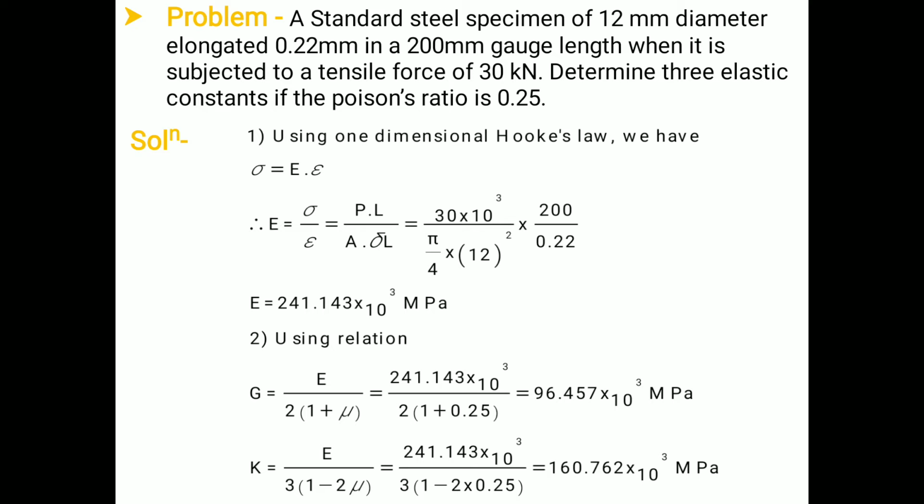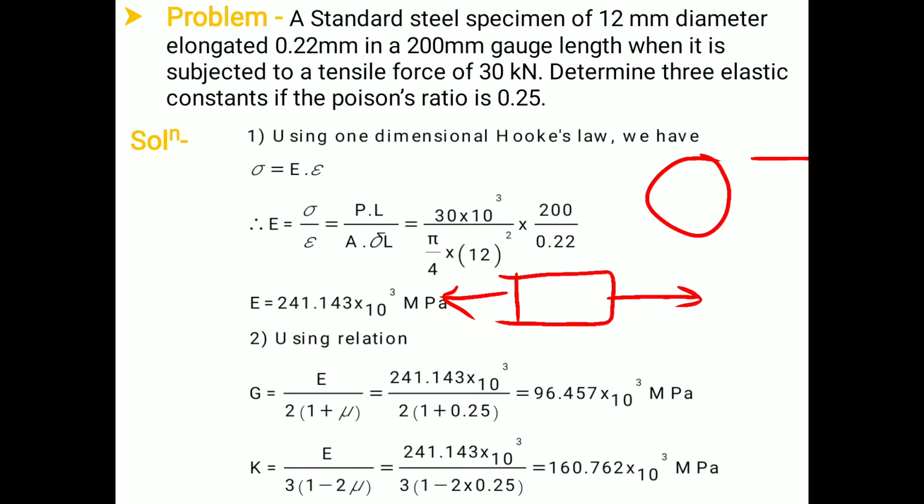As given in the numerical, we have a standard steel specimen of 12 mm diameter. The cross section is circular, with a diameter of 12 mm. It is elongated by 0.22 mm over a 200 mm gauge length. So the original length is 200 mm. It is subjected to a tensile force of 30 kN.